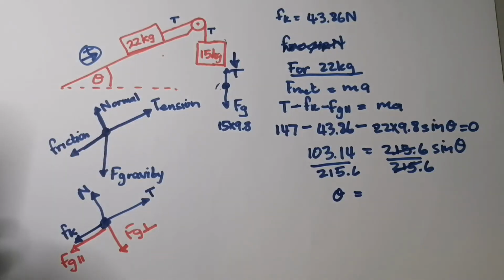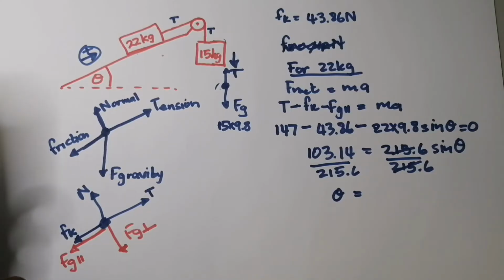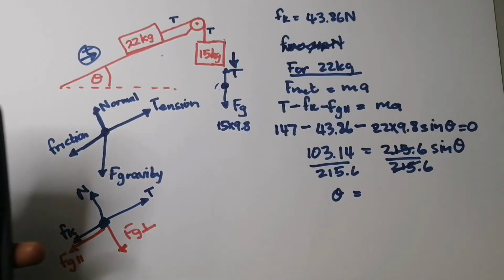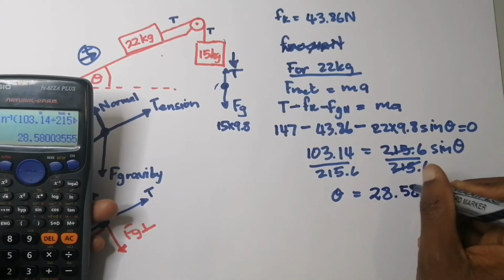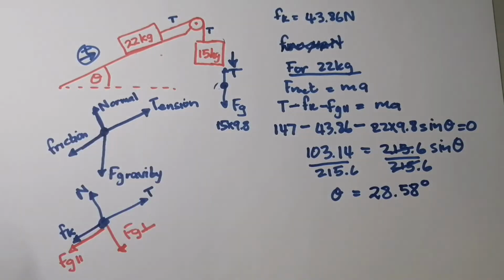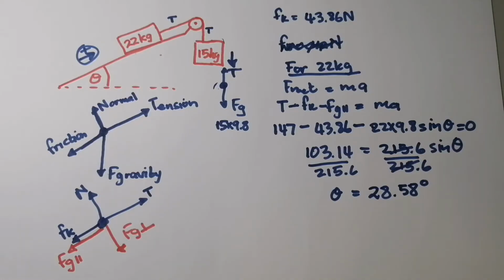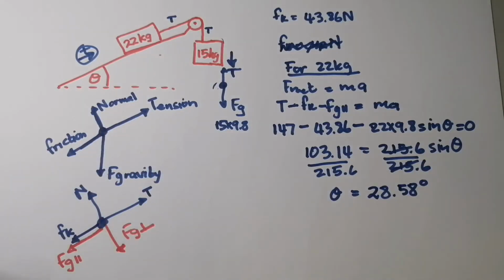Okay, so I can cancel that out, and so we can simply say theta is equal to the arc sine of that. So let's say arc sine of 103.14 divided by 215.6. Okay, and I get an angle of 28.58. So the angle there would be 28.58 degrees. All right, so that would be the angle of elevation of our incline. Okay, right. And then they actually just changed something about that question there. I hope you were okay with that.